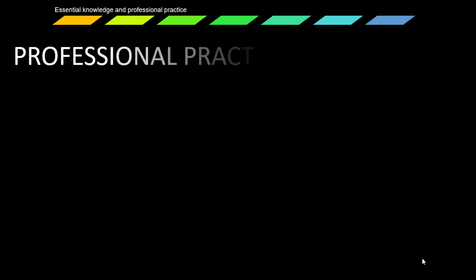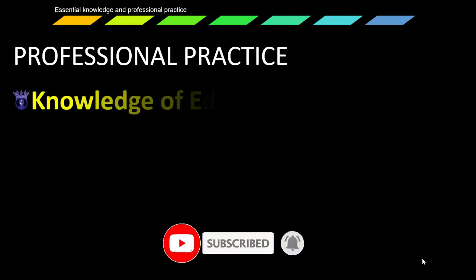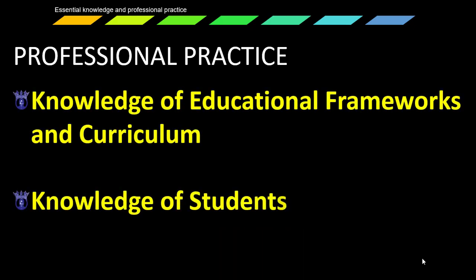Now let's come to professional practice. Alright, under professional practice we have this number of areas. We have first one, knowledge of educational frameworks and curriculum, and of course knowledge of students. So these are the two key areas. If you want to be a successful teacher, the practice is the actual practicality of the teaching field. Okay, and of course your knowledge of students will be key in helping you decide which learning strategy to employ.